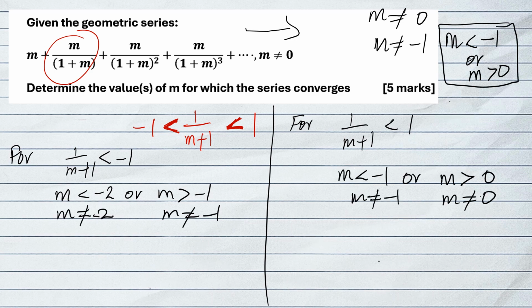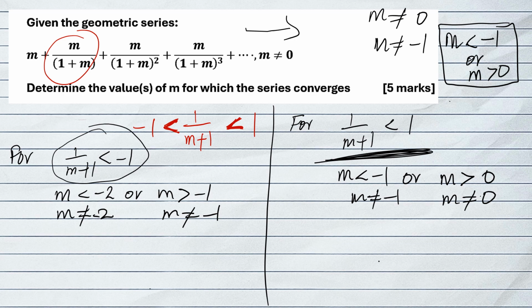Okay, so we have solved the values of m for both of our expressions, right? When it's less than minus 1, these are the values of m. m must be less than minus 2, or m must be greater than minus 1. But the one that must ensure that 1 over m plus 1 is less than 1 is when m is less than negative 1 and when m is greater than 0. So now we need to combine them, because we need the one in between minus 1 and 1.